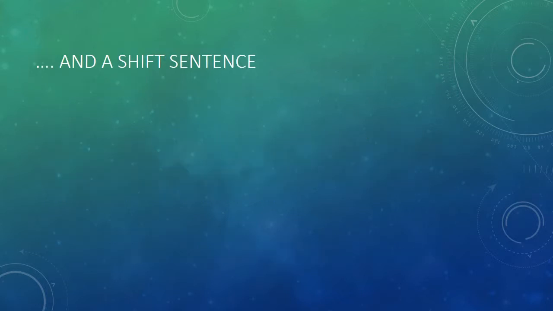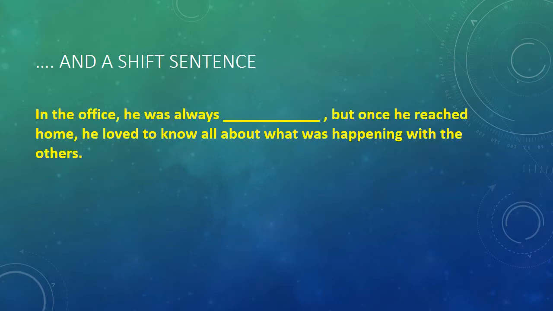Now, compare the sentence that you've just seen with the sentence that is now on your screen. The sentences seem the same, but there is one very big difference, the word but. Now, look at the blank. The blank is still talking about how he was in the office. It is still comparing how he was in the office with how he was at home. The word but makes all the difference.